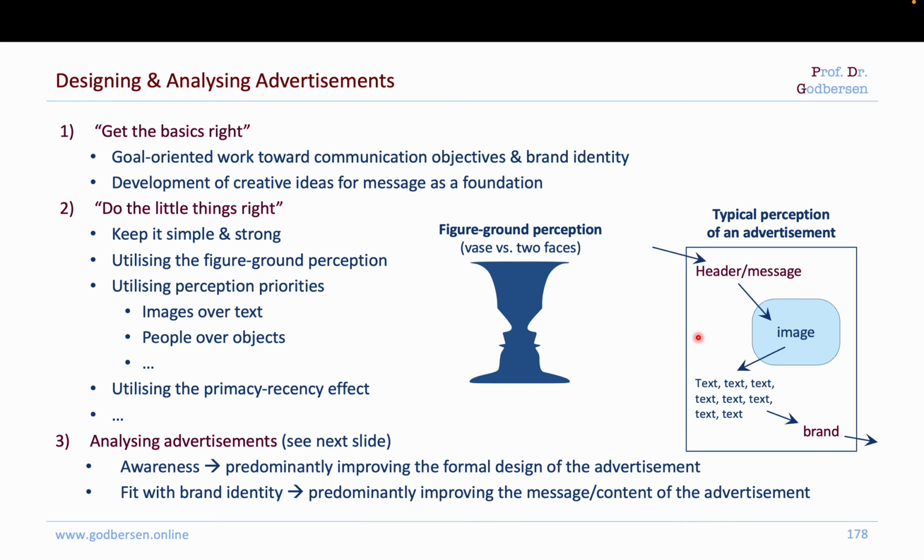On the right-hand side, you see the typical perception path through an advertisement. That is also the reason why advertisements are structured like you see here, or principally most often structured like you see here. Have a look the next time you look in some magazine or newspaper, and check if you find this structure again. I bet you do. So the perception comes in from the top left. Then I read the header or the message. Perception goes further to an image, then to a text, to the brand, and then I'm out.